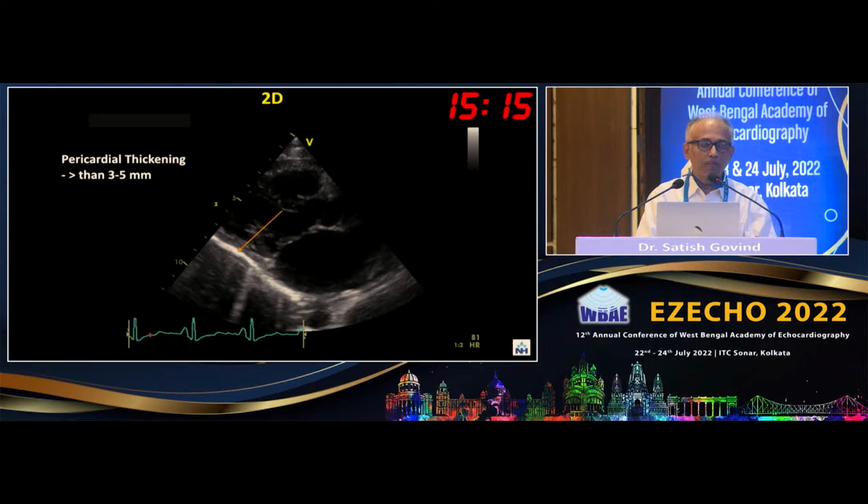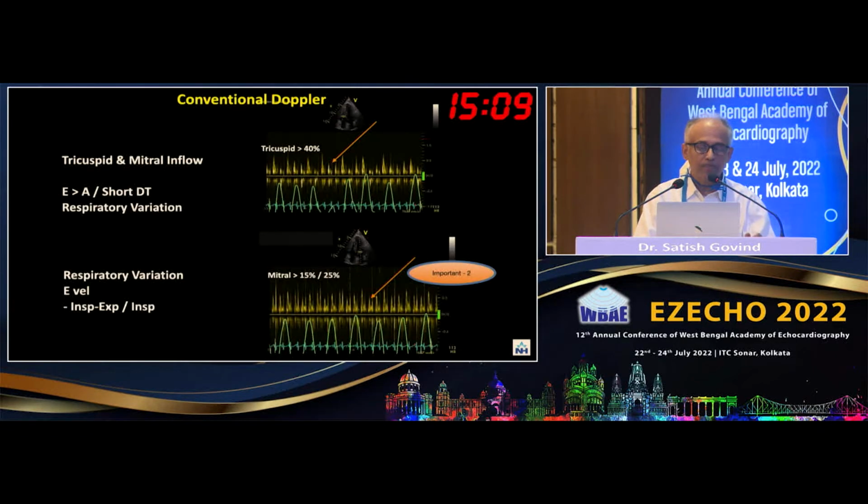Then there may or may not be pericardial thickening. So this again, you can reduce the gain and you can get the pericardium prominent like this. And the other one which we are very familiar with is the variations in respiration. Typically in constriction, the E is always more than the A. There is a short deceleration time, and the respiratory variation is objectively measured by looking at the E velocity from inspiration minus expiration divided by inspiration. So that's how we get the percentage here.